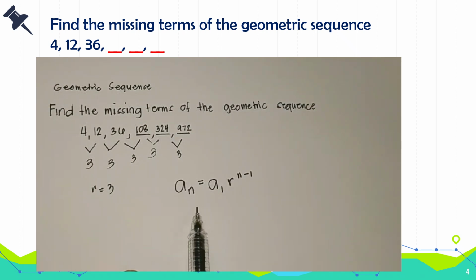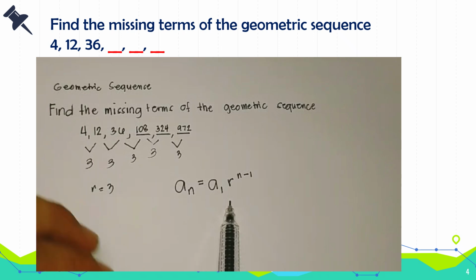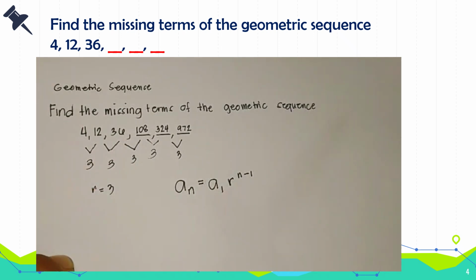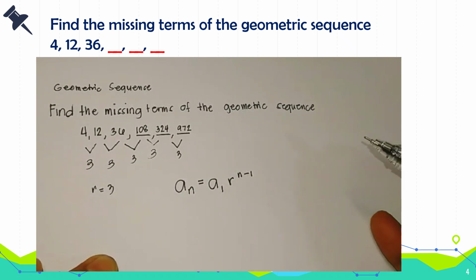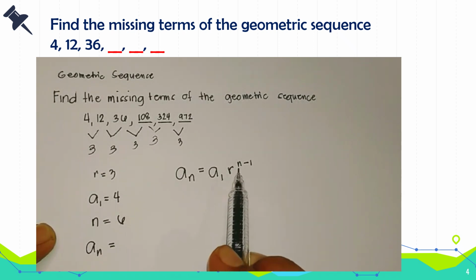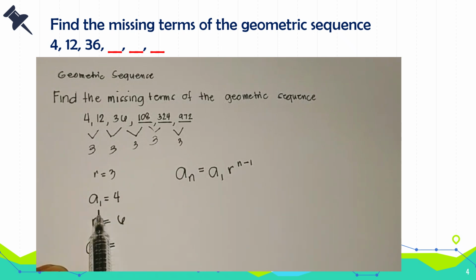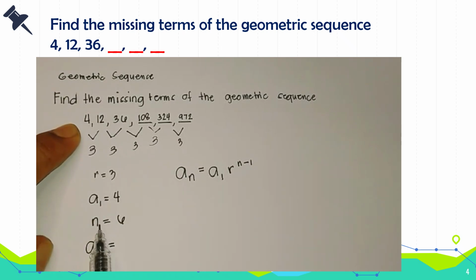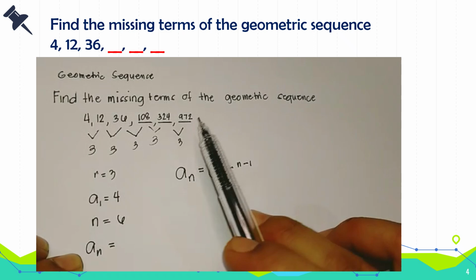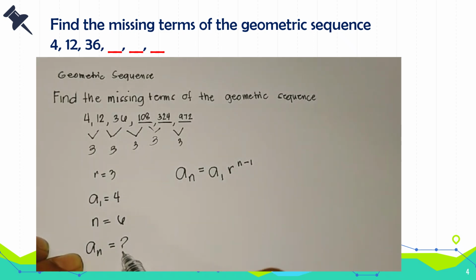But what if you are to use the formula where you are just to find the a sub n? So let us first identify the given. So this is the formula. A sub n is equivalent to a sub 1 times r with the exponent of n minus 1. Our a sub 1 here is 4, the first term. There are 6 terms in the given. A sub n should be 972, but for this case, let's say still unknown.